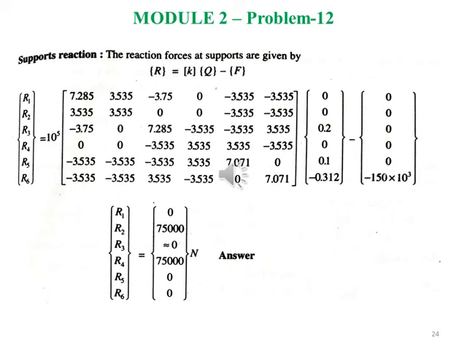R4 is 75,000 newtons, that is at node number 2. So R5 is 0, R6 is 0. There is no reaction acting at node number 3. At node number 1 we have 75,000 in the y direction, and at node number 2 also we have 75,000 in the y direction. So with this we have completed solving this particular problem.